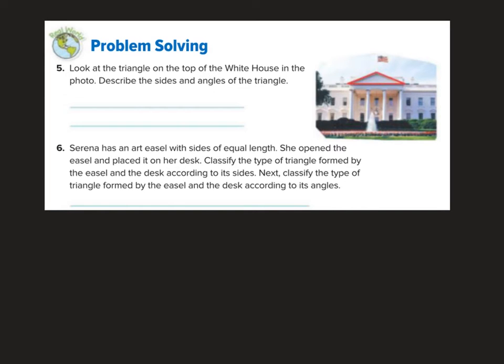Okay, here we have a picture of the White House. Describe the sides and angles of the triangle. I'm just going to classify it by sides and angles. So here's an obtuse angle. Okay, so it's an obtuse triangle. It appears that those 2 sides are congruent. So it's an obtuse isosceles triangle.